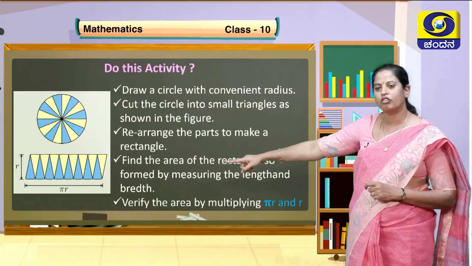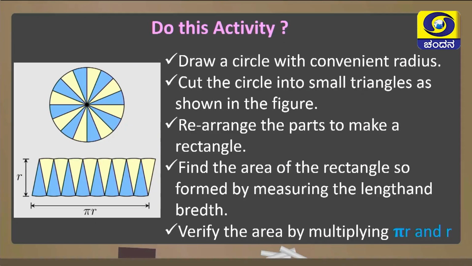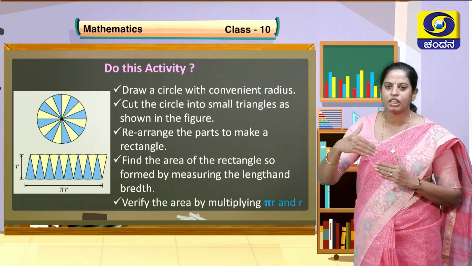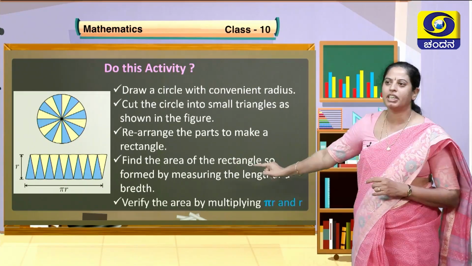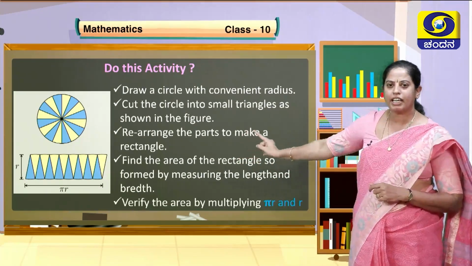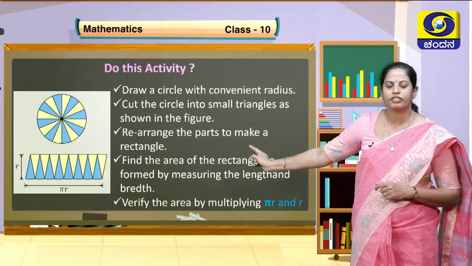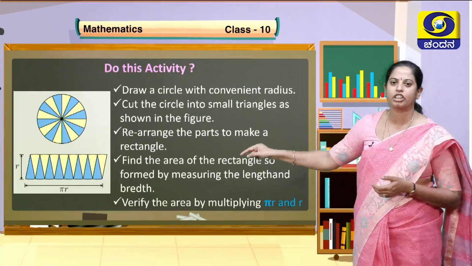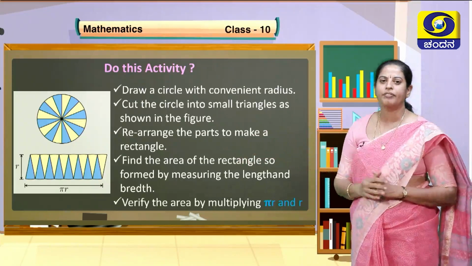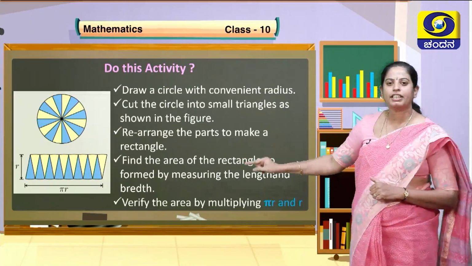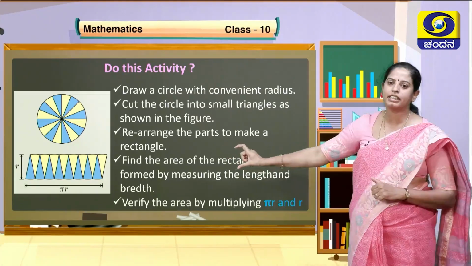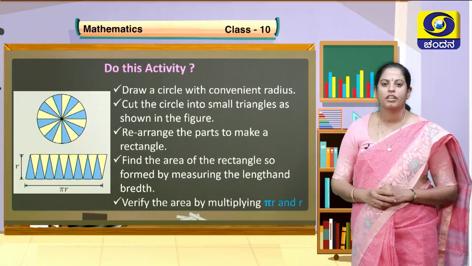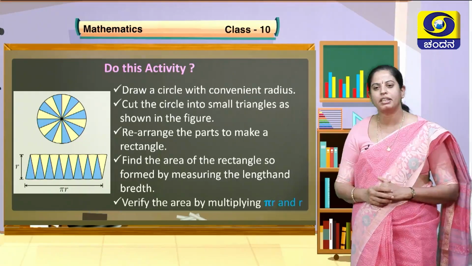You can observe one more image below the circle. If you rearrange the parts, if you keep one triangle opposite to the other, that will form a rectangle, as shown in the figure. Now, find the length and breadth of the rectangle that you have formed. Verify the area by multiplying pi r and r.